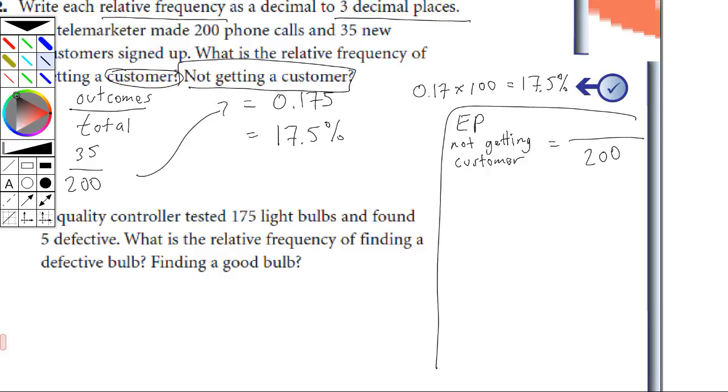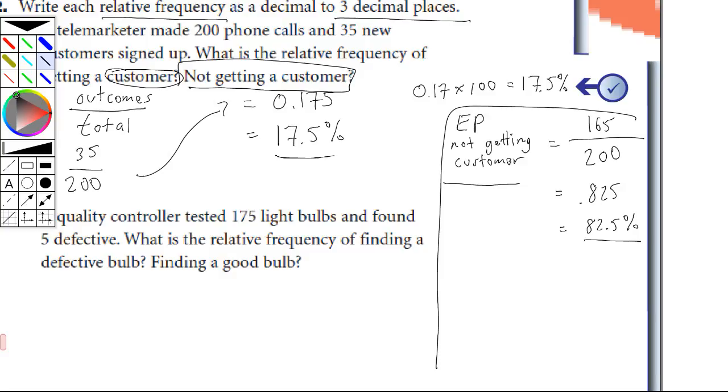Well, we'll do 200 minus 35, and that'll be 165, because 165 people who were called did not end up being customers. So 165 divided by 200 is equal to 0.825. Multiply that by 100, moving our decimal 2 places over, is going to be 82.5%. So the experimental probability of not getting a customer is 82.5%.